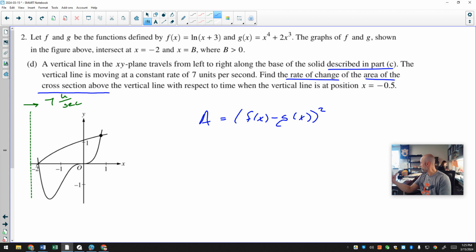That's what we integrated. That was the area of the square described in part C. So that's the formula we're looking for. And it's asking for the rate of change with respect to time. So they're asking for dA/dt when x is negative 0.5.